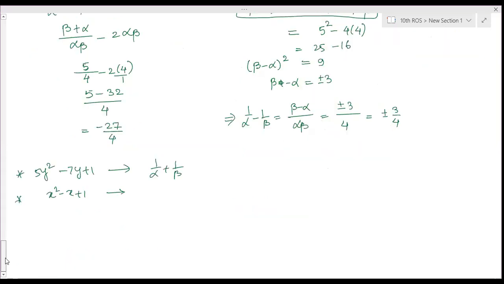Ma'am, for 5y square minus 7y plus 1, 1 by alpha plus 1 by beta equals 7. Let me check. 7 by 5, 1 by 5, yes, 7. Ma'am, is the answer 7? Yes, right.